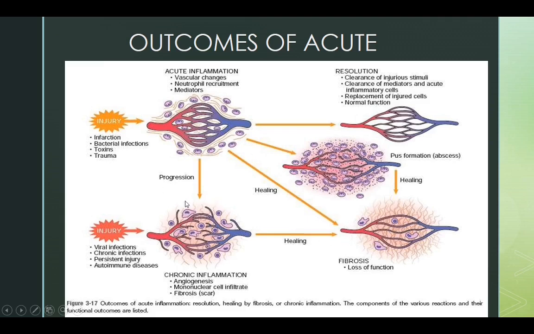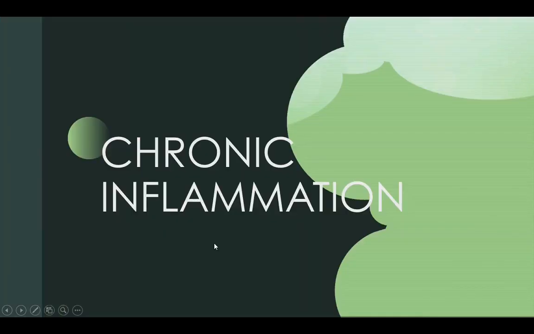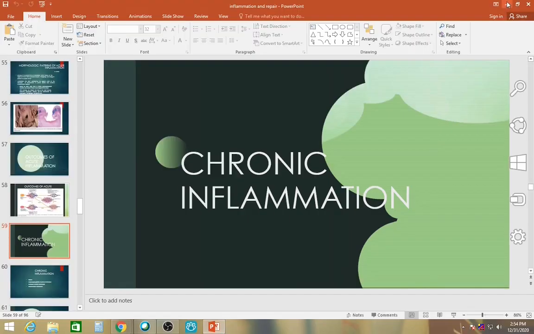Or it can progress to the chronic inflammatory phase, in which there is angiogenesis, meaning new vessels will be formed, and then mononuclear cell infiltrate, with lymphocytes coming in, and then fibrosis, like scar formation. So I told you in the beginning that chronic inflammation is more destructive than acute inflammation because of the loss of function after formation of fibrosis. So I think this is where acute inflammation is completed. Chronic inflammation I'll take in the next class; it won't be continued now.